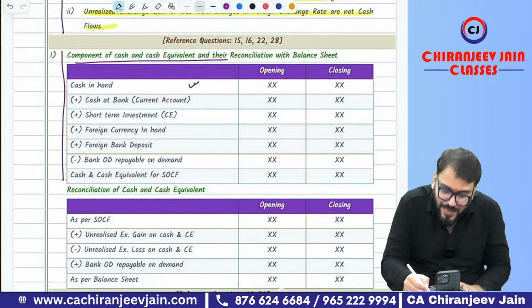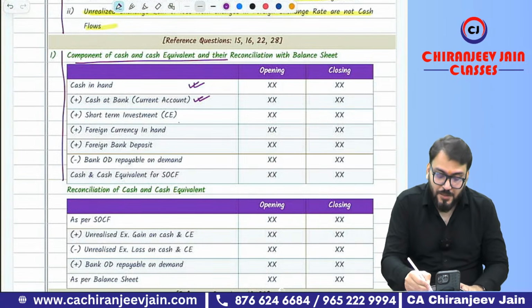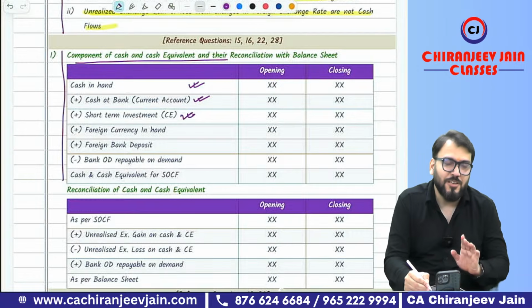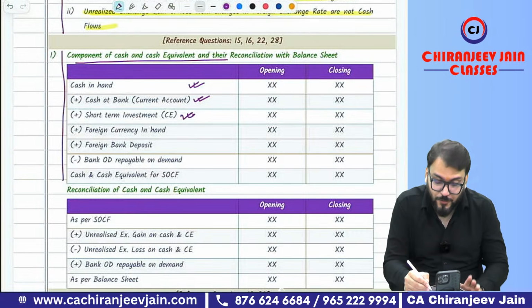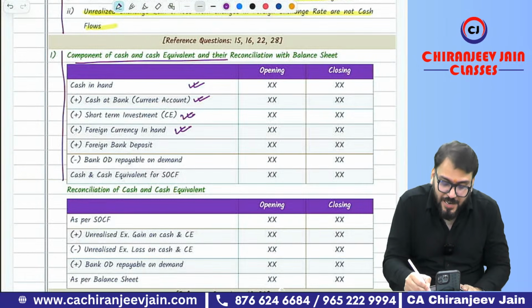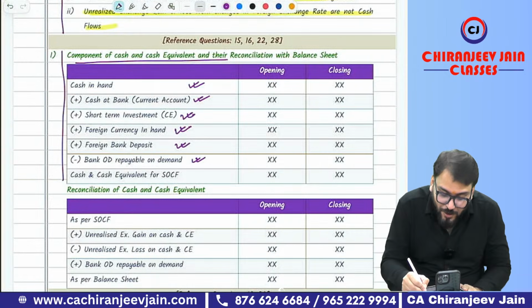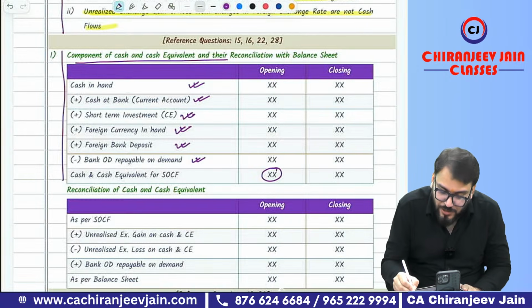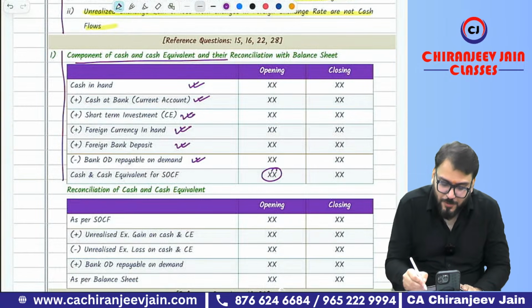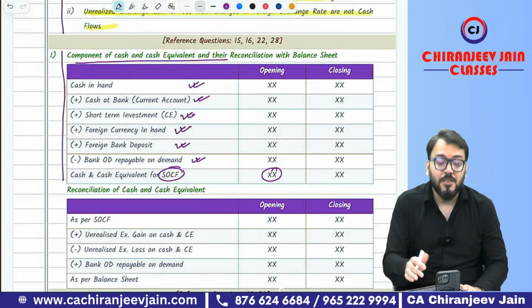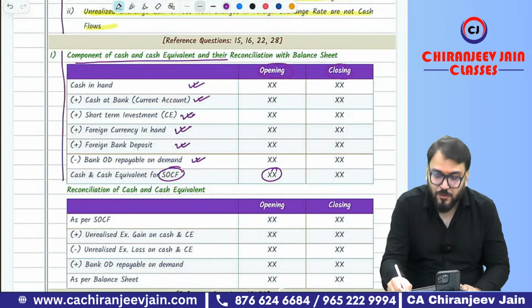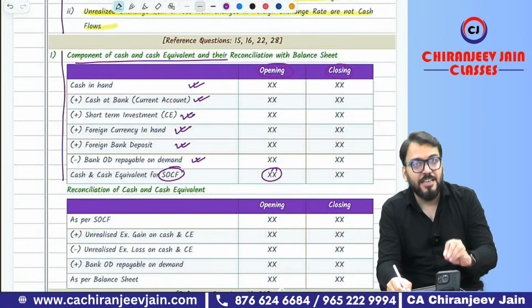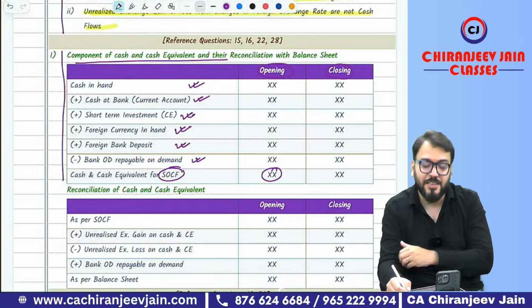It will include cash in hand, cash at bank, current account, short-term investment classified as cash equivalent, then foreign currency in hand, then foreign bank deposit, then minus bank overdraft repayable on demand. This will be cash and cash equivalent as per statement of cash flow. So this is the component of cash and cash equivalent, and as per Ind AS 7 you should disclose the component of cash and cash equivalent.